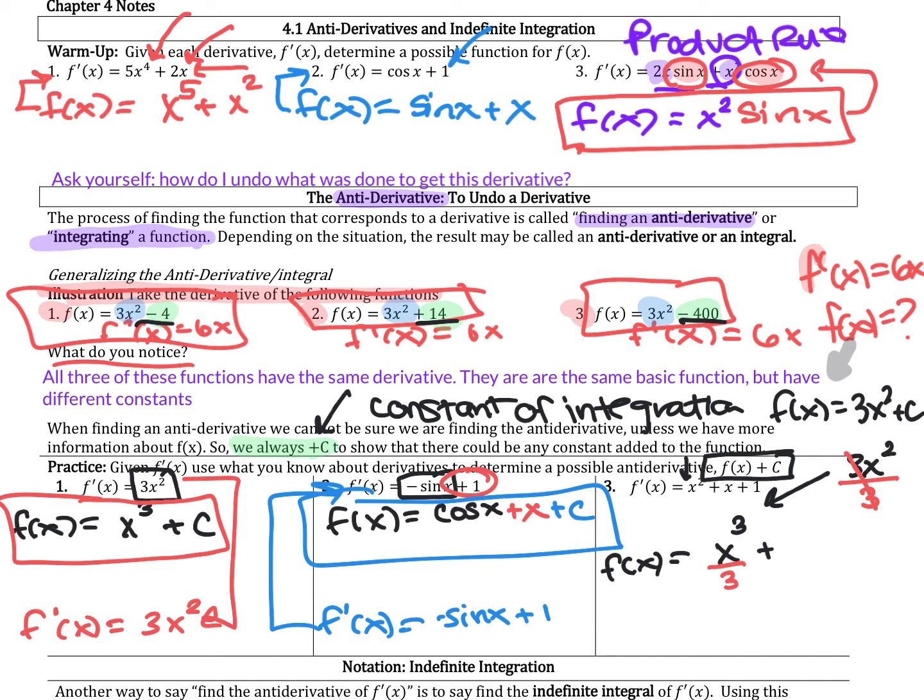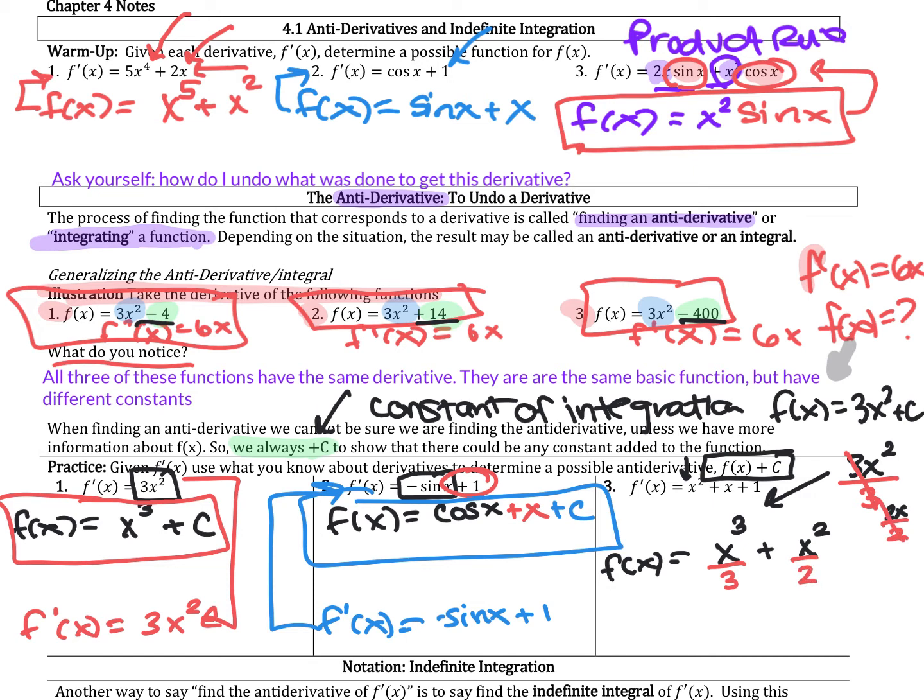Similarly, my second term is just x. If I increase the exponent there by 1, I would get x squared. But if I took the derivative of that, I would get 2x. And I don't want 2x, I want just x. So I need to divide by 2 to get rid of that 2 in front.